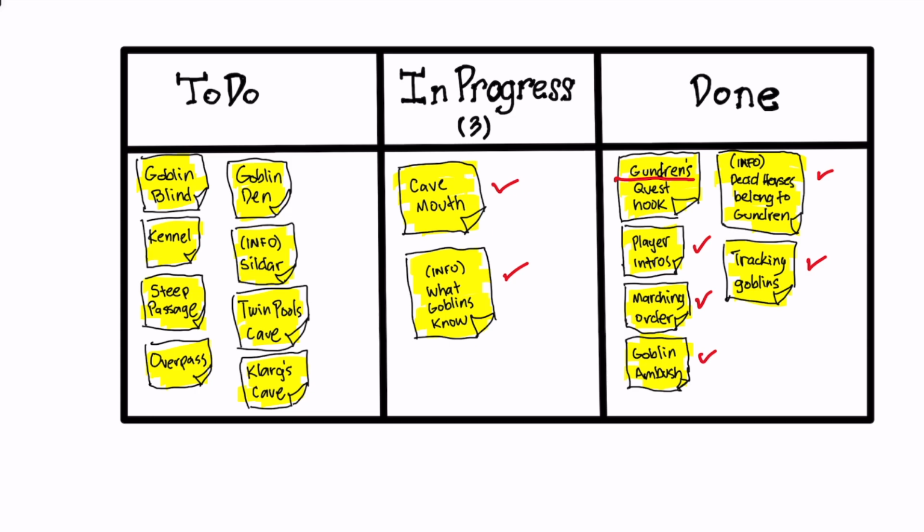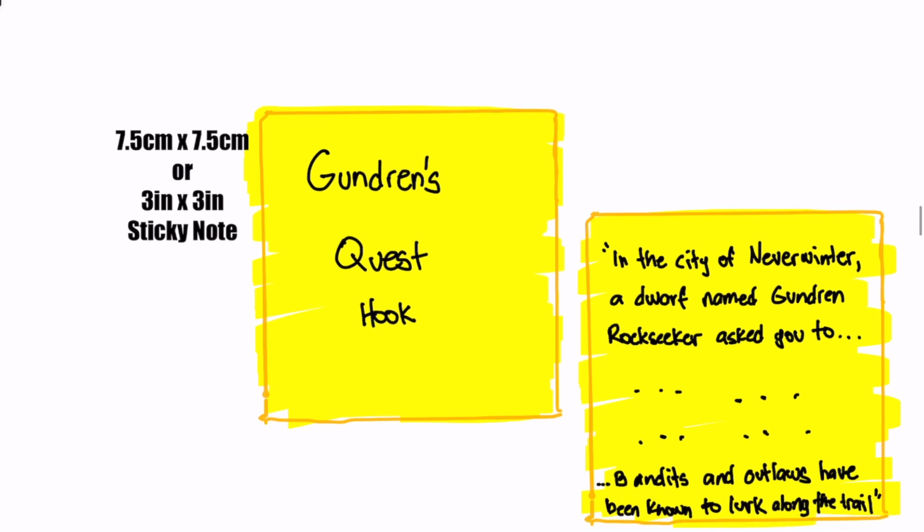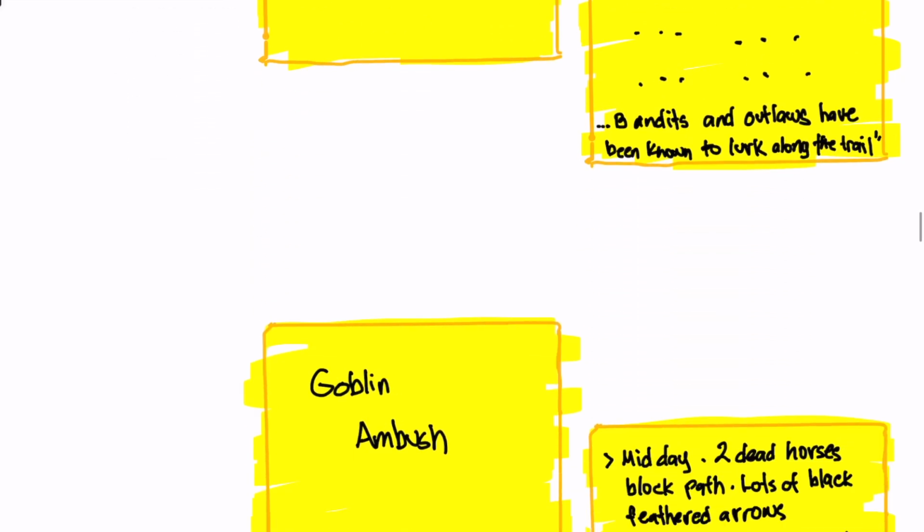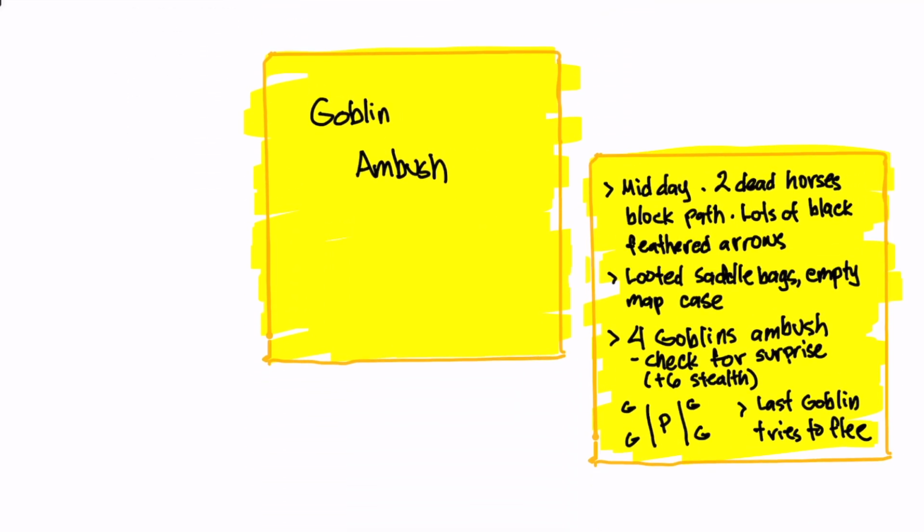These sticky notes have two sides. The front side are what you currently see, but you can use the back side to write down pertinent details about what the card represents. For example, this quest hook from Gundren could contain the box text since it's just that, a narration. The goblin ambush could contain details on when the ambush happens, how many units there will be, how they will be positioned, what loot or info could be found, and a note about how the last surviving goblin should try to escape.